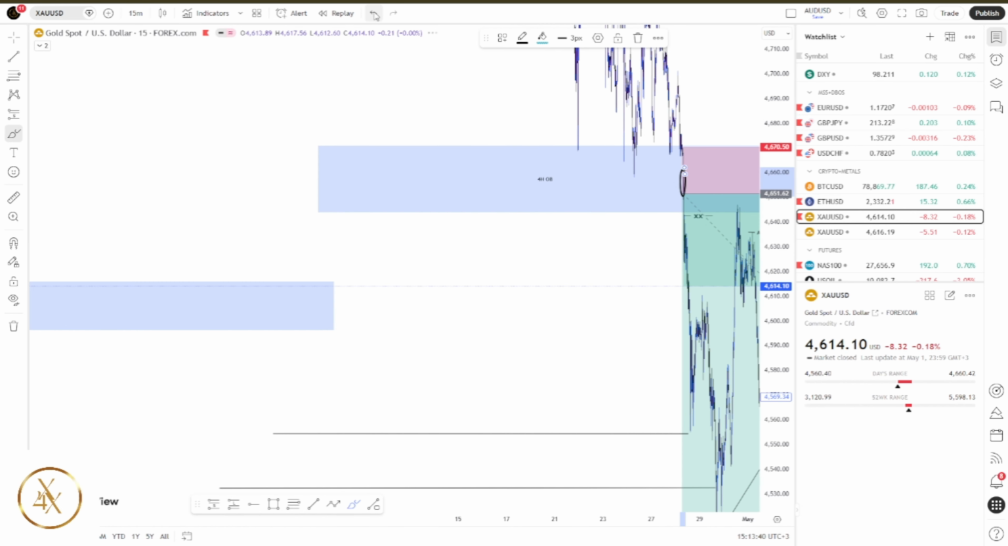The major structure shifts happen up this side. So the continuation has given us what? It has given us multiple breaks. We have this low here, we have this, and this is where we are aiming to take our profit from, that low there.